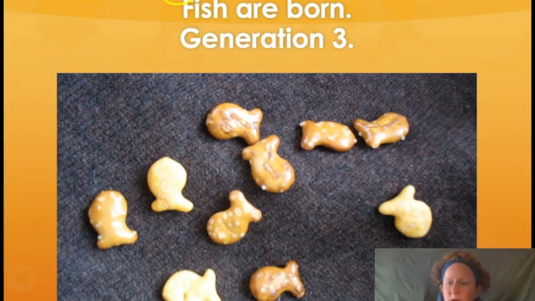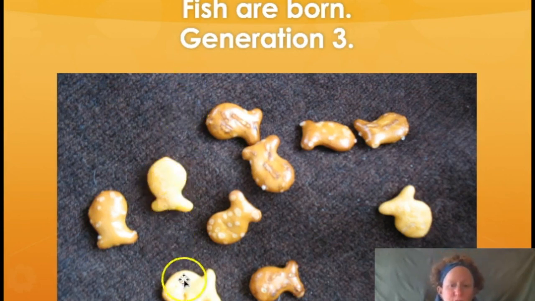So we're a hungry shark again. We're going to eat 3 goldfish. Nom, nom, nom. We're going to replace those goldfish randomly from the ocean because fish are born to replace fish that die. And we're going to have a new generation, generation 3.